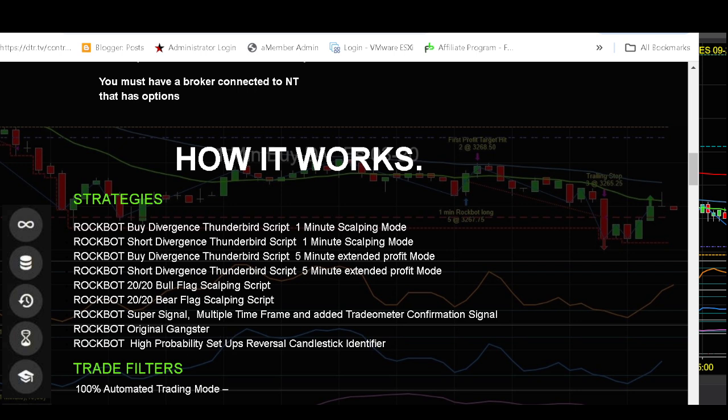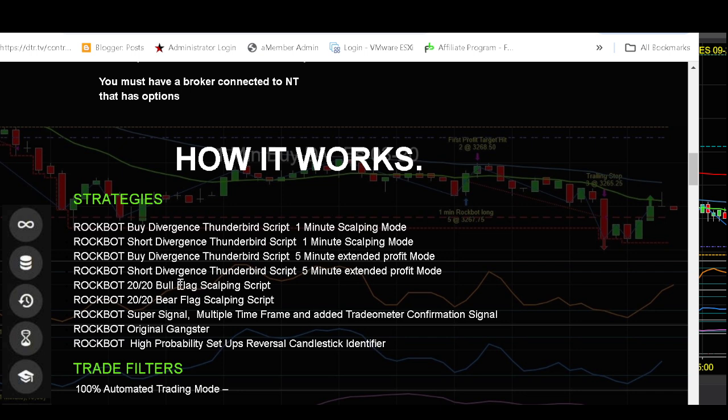With the scripts, you get the RockBot Divergence Thunderbird script. Now, these are combined now, so you don't get the 1 minute and the 5 minute. You get the Thunderbird buy script and the Thunderbird sell script. They're mostly the same thing, but when I first developed them, I was keeping them separate, running them on all separate charts, but I didn't have to do that. I could run the same one on different charts and just name the chart different. So the one Thunderbird buy script is just applied to any time frame and it'll work. And that's the original divergence script.